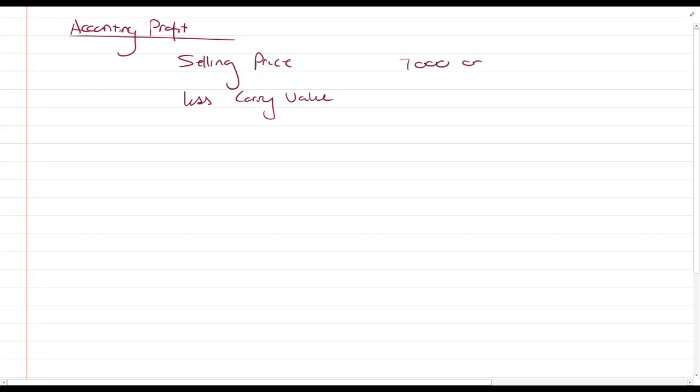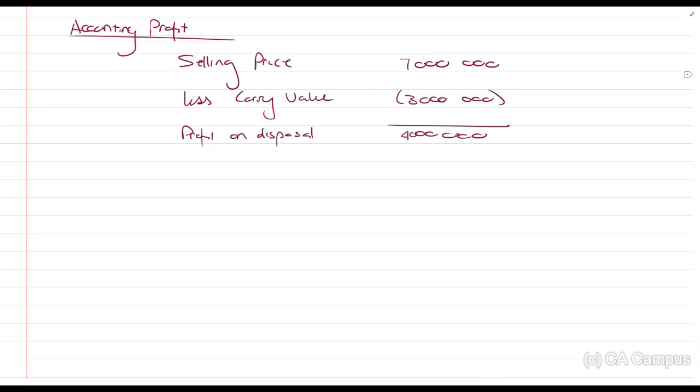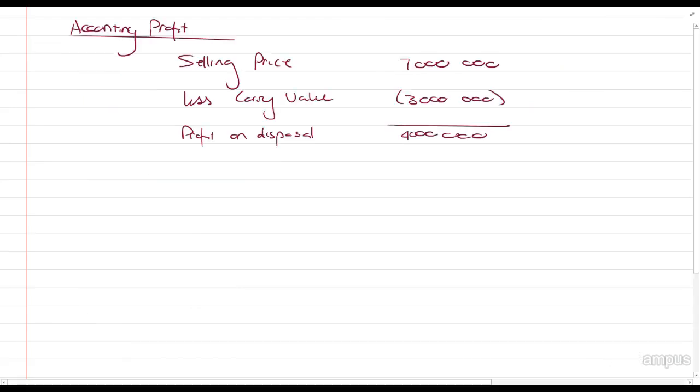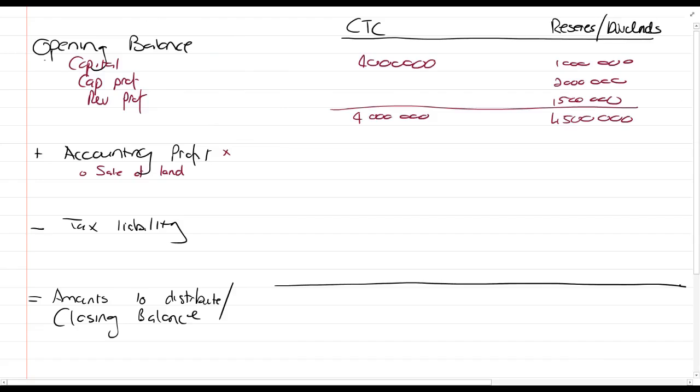So our selling price is 7 million. Our carrying value is 3 million. And that gives us a 4 million rands profit on the disposal of the land. Watch now, that 4 million rands goes to our reserves. Accounting profit, sale of land. That profit we just made, 4 million rands, here we go. Gets included. Then we have our tax liability.